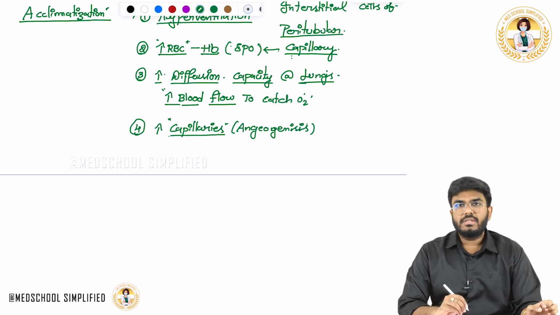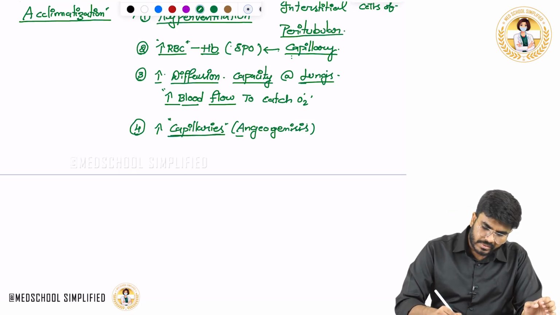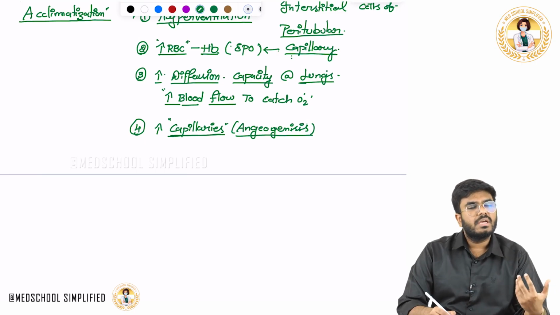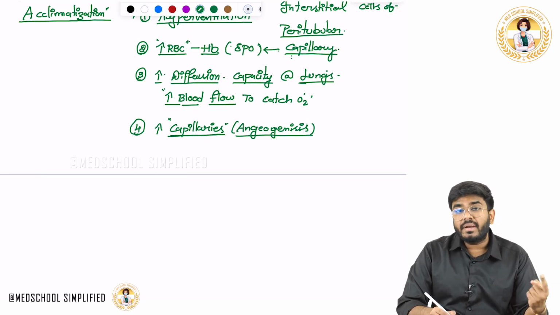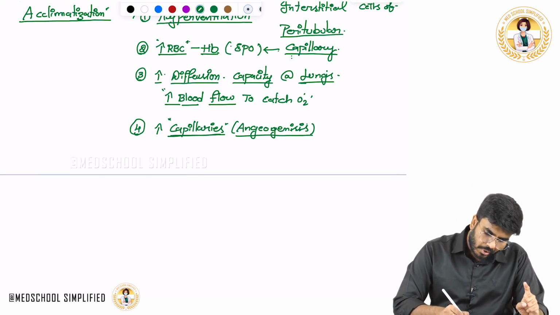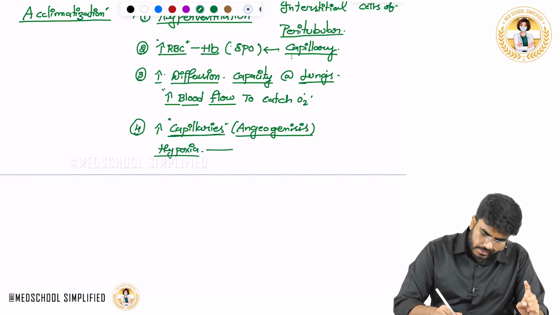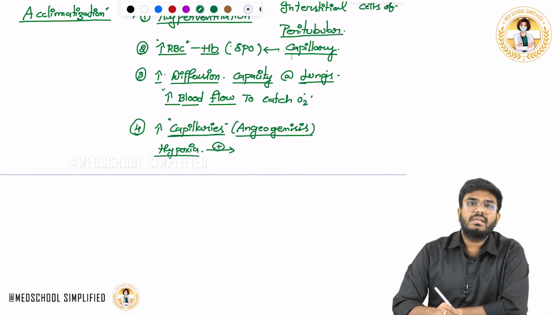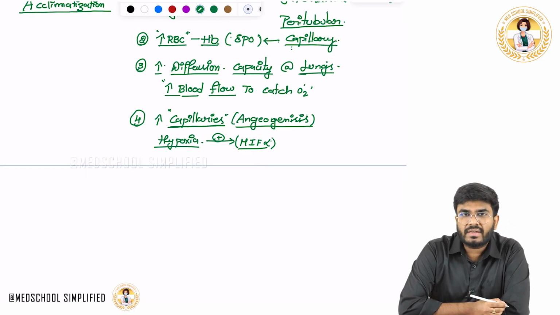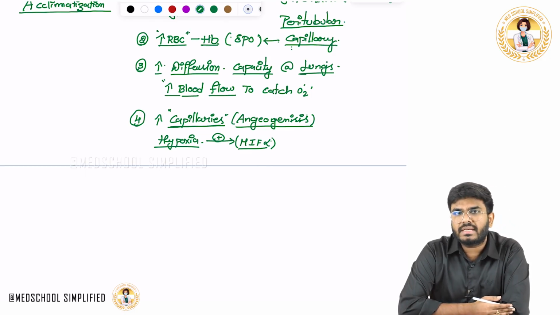What is this called? Angiogenesis. This angiogenesis will be seen with hypoxia, living at high altitude. The capillary density at the level of tissues is going to be more, because in these patients hypoxia is going to stimulate certain genes called hypoxia inducible factors. These are transcription factors actually.